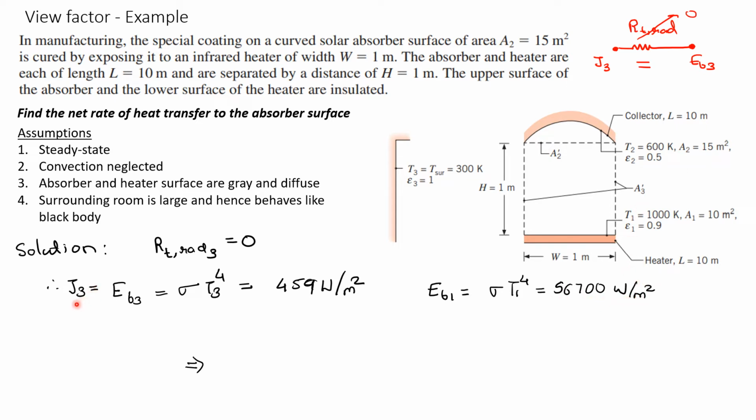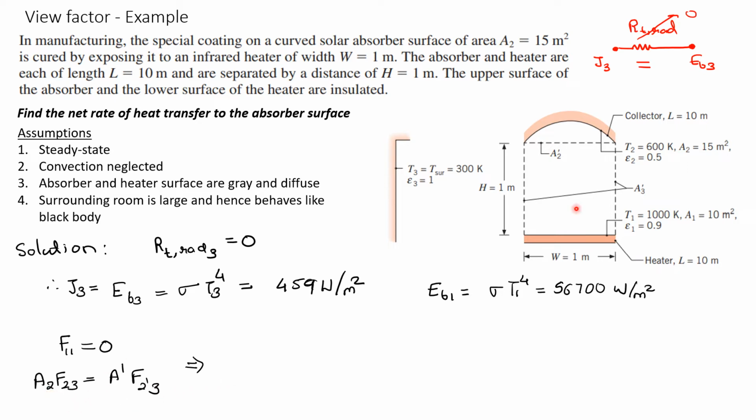Okay, so we have J3, we have EB1. Now let's move on to the view factors, and let's list down what all we know. So we know that view factor of 1 1 will be equal to 0, because surface 1 cannot view itself, and view factor for plane and convex surfaces viewing themselves is 0. So that's why we can write down F11 equal to 0.